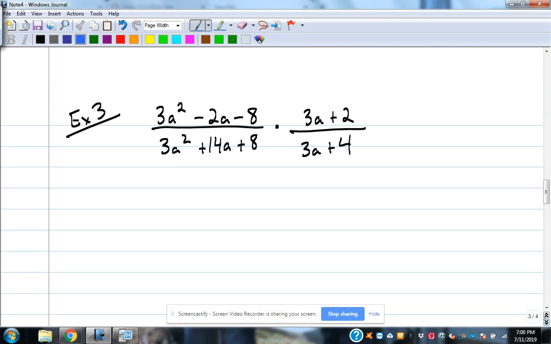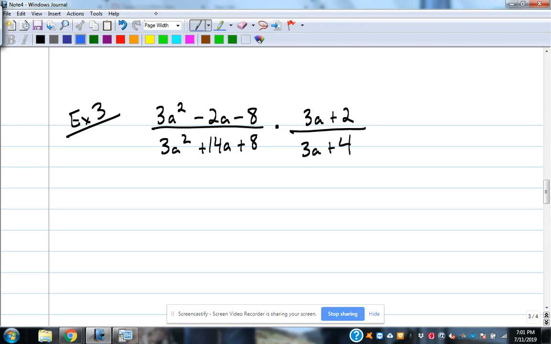The next problem is a multiplication problem that we're asked to simplify and find the product of. So what we want to do is factor all possible pieces. So we have 3a squared minus 2a minus 8 over 3a squared plus 14a plus 8, times 3a plus 2 over 3a plus 4. So good news is this second fraction we don't have to factor, but we do have to factor the numerator and the denominator of this first fraction.